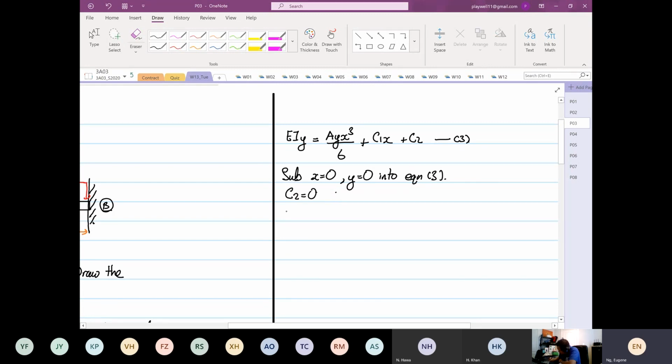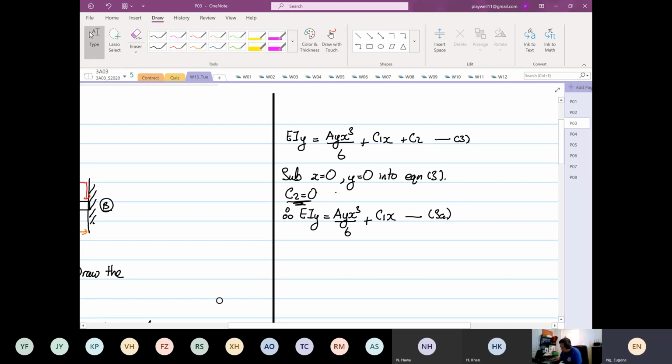So therefore, we have EIy is equal to Ay x cubed over 6 plus C1x. Okay, so this is our equation 3a. So we found that C2 is equal to.